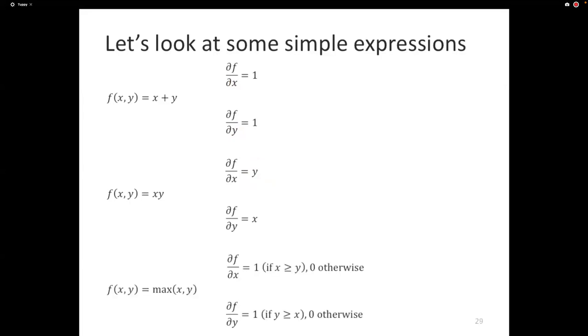The one thing that is not covered in calc 3 or wherever you see this is the subgradient. If you have f of x, y as the max of x, y, then the partial derivative of f with respect to x is 1 if x is greater than y, otherwise it's 0. And the partial derivative of f with respect to y is 1 if y is greater than x, otherwise it's 0. The way to think about it is to find the maximizer first. If x is the maximizer, take the partial derivative with respect to x. If y is the maximizer, take the partial derivative with respect to y. So in this case, x is the maximizer, so the partial derivative with respect to x is 1. And if y is the maximizer, the partial derivative with respect to x is 0.